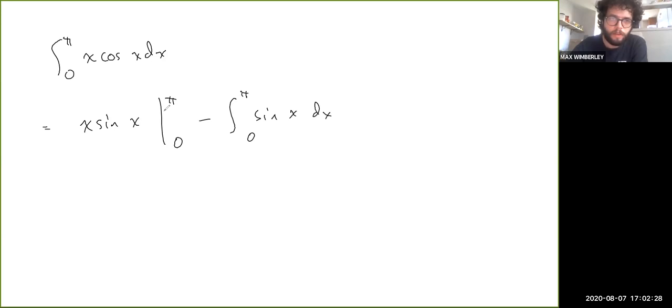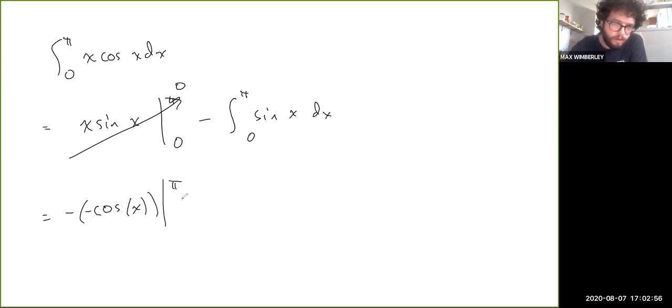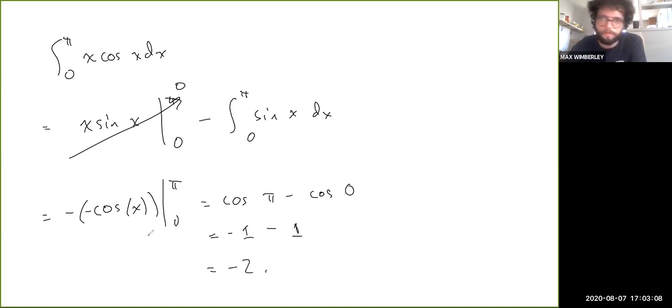And so sine of pi is 0, and sine of 0 is 0, so this term is just 0. And then negative cosine of x is the integral of sine of x, right? Evaluated at pi and 0. So this is cosine of pi minus cosine of 0. So this is negative 1 minus 1. And this is negative 2, right?